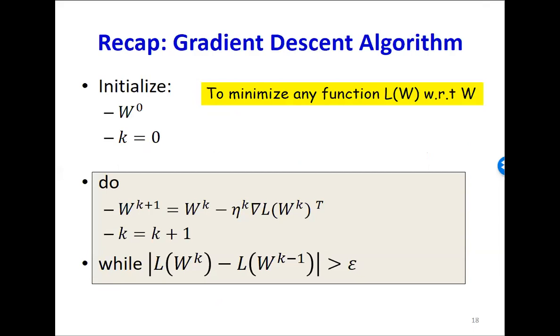We've already seen what gradient descent is in the last class. So here is the gradient descent algorithm again. Let's say I have some function L of W, which I'm minimizing with respect to W. So I initialize my W, and then at each iteration, I adjust because I'm trying to minimize L of W.